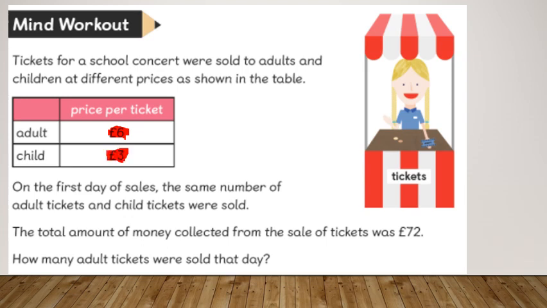Now I wonder whether you can notice any correlation, any pattern between those two numbers, which might be important in a moment. And then we know that the same number of adult tickets and child tickets was sold on that first day, and we know that the total amount of money collected was £72. So we're looking to see if we can work out how many tickets were sold that would add up to a value of £72. Pause the video here and I want you to see whether you can come up with an answer, and then we're going to go through looking at how we could solve this problem together in a moment.